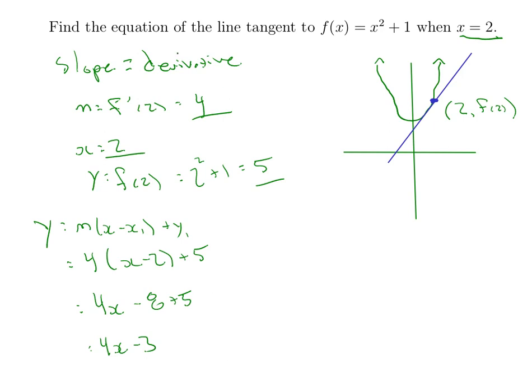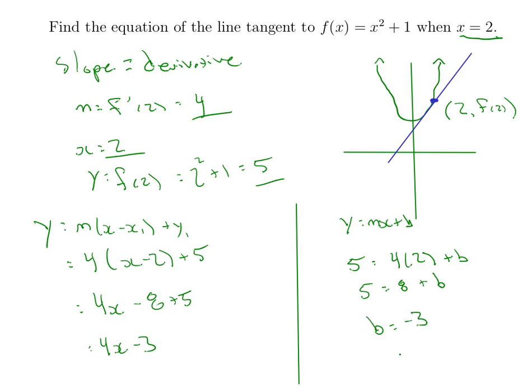Cool. Or, if you want, we could be y equals mx plus b people. Some of you guys will be y equals mx plus b people, and we'll just plug everything in and solve for b. So we're going to say 5 equals 4 times 2 plus b. 5 equals 8 plus b. And so here, if we subtract 8 from both sides, we get b equals negative 3. So y equals 4x minus 3. In either case, you get the same tangent line. That's the equation of this blue tangent line that we've got here.